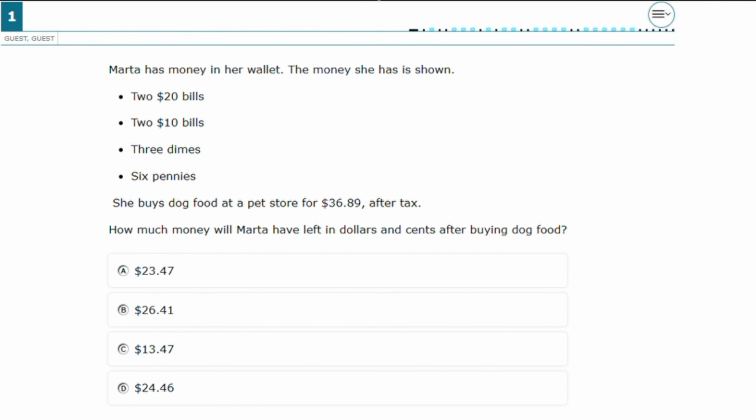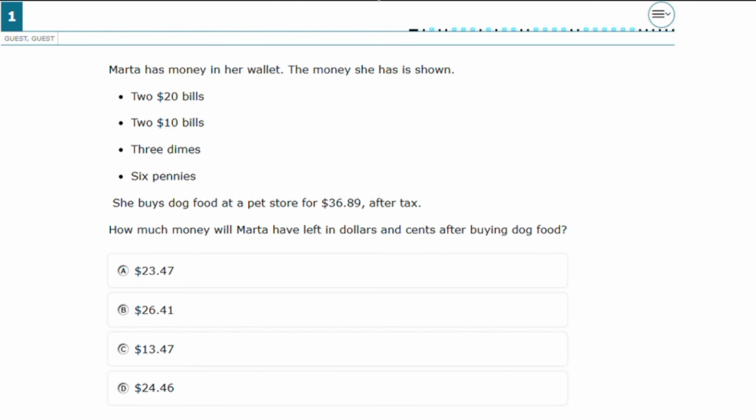Question number 1 reads, Marta has money in her wallet. The money she has is shown: 2 $20 bills, 2 $10 bills, 3 dimes, and 6 pennies. She buys dog food at a pet store for $36.89 after tax. How much money will Marta have left in dollars and cents after buying dog food? All right, so let's take a look at how we can solve this.